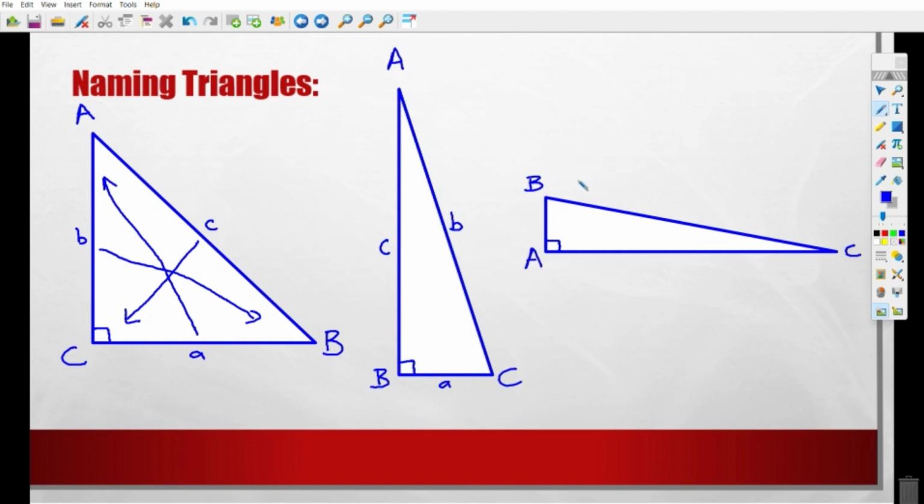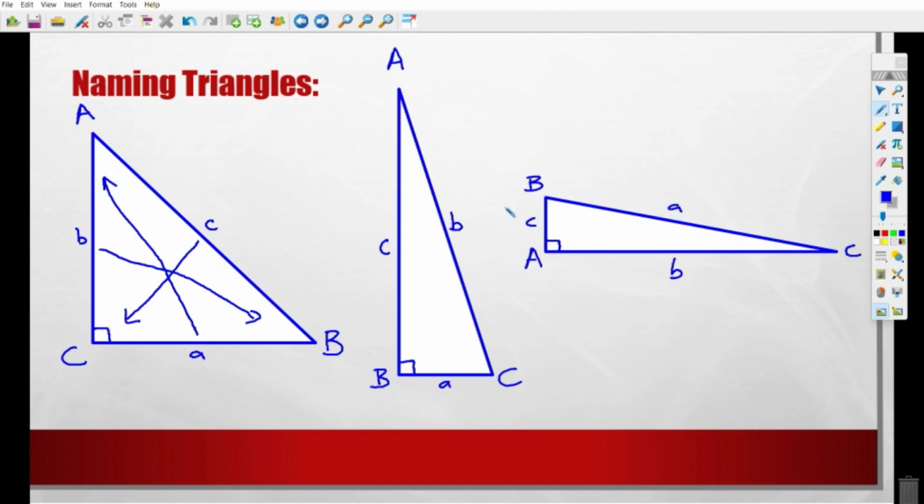Okay, so AC I can call little b, because B is opposite that side. AB, what can I call that? Little c, good, because angle C is opposite that side. And then BC I can call little a. So the angle A is opposite this side, so I can call it little a.